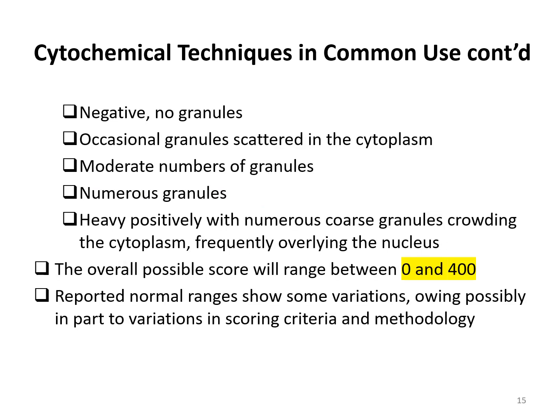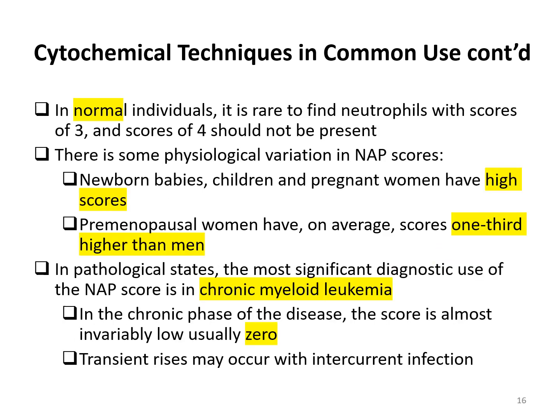We use these scoring techniques: negative if there are no granules present, occasional granules is 1, moderate granules is 2, numerous granules is 3, and heavy granules would be 4. The maximum score would be 400, and the minimum is 0 when you don't see any granules in the neutrophils. So you need to count. In normal individuals, neutrophils with a score of 3 and 4 should not be present.